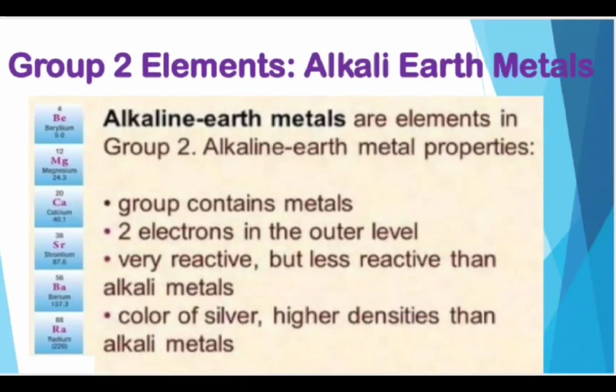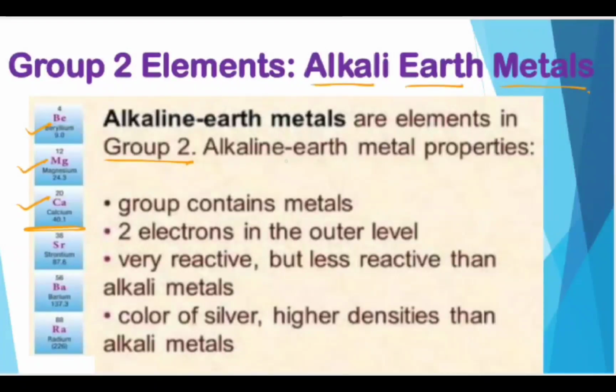Now, let's study group 2 elements, which are your alkaline earth metals. So, what are they? Group 2 elements: beryllium, magnesium, calcium. This is all you need to know. And then we have strontium, barium, and radium. You learn about them in the 9th and 10th grade, but right now, just these 3. Alkaline earth metals are elements in group 2.